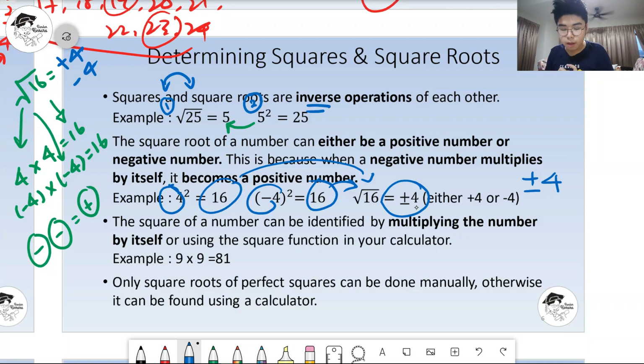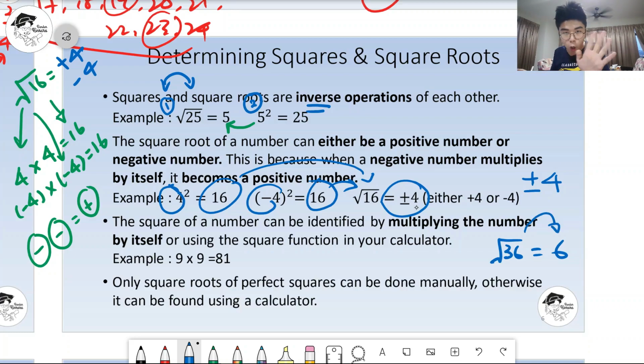Okay, so only square roots of a perfect square can be done manually, otherwise it can be found using a calculator. Meaning what? Meaning, when you want to do a square root on a number, let's say square root on 36, you will get answer is 6. Why am I so fast able to get the number 6? Sebab 36 is a perfect square. So I'm able to get the number 6 straight away.